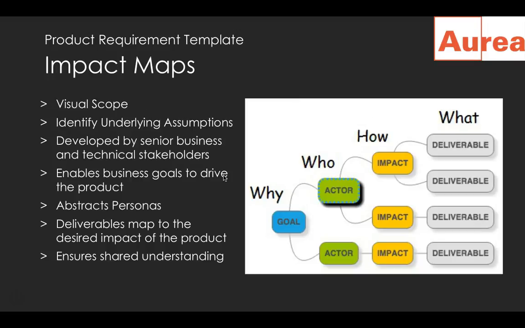So now we're going to talk about impact maps. This is a really cool idea which I like a lot, and it summarizes and scopes the system visually. It is useful to identify underlying assumptions. It should be developed by senior business and technical stakeholders, and can be included as part of the PRD. It enables business goals to drive the product, as we can see from the diagram. It helps abstract the personas because they tie in nicely. And finally, the deliverables map to the impact, they support it. What I find is that impact maps are a little bit of effort, but not a lot. It definitely creates a shared understanding between business and the product team.